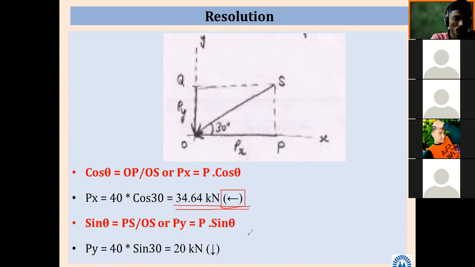I don't want to show this arrow. How can I write Fx? Fx is equal to minus. I have to introduce a minus sign for this 34.64. Also for this Fy, I have to write minus 20 kilonewton if I don't want to show this downward arrow. So likewise. Okay, now next. This one is over.